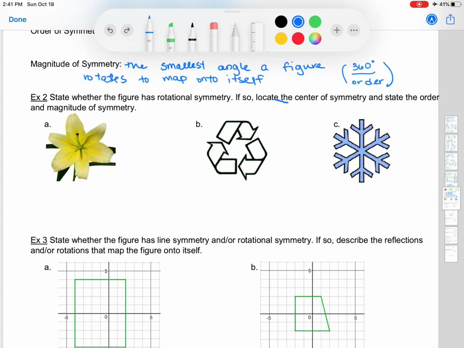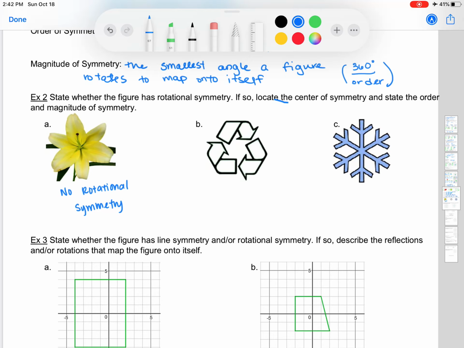So on example number 2, I want you guys to go ahead and pause the video and determine how many times this figure is itself when turning it in a complete circle. So on example 2A, we have a flower. And I notice on this flower that each petal is a little bit different from one another. So since each petal is different, there's actually no rotational symmetry. It doesn't matter what degree I turn this, because each petal is different. It never is going to be the exact same.